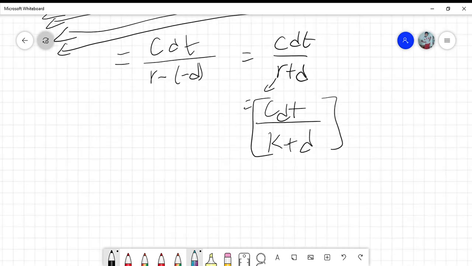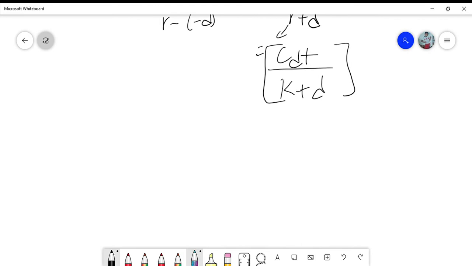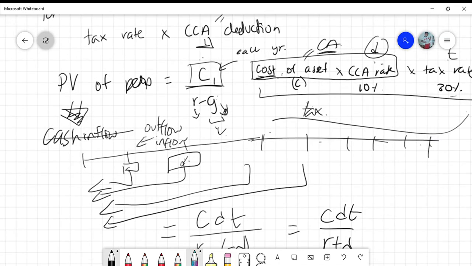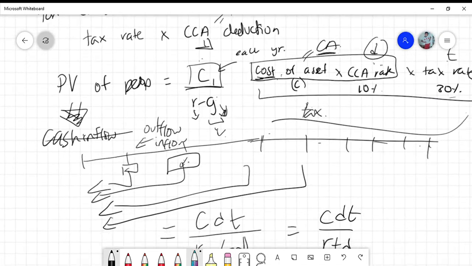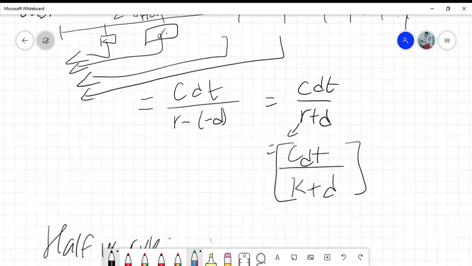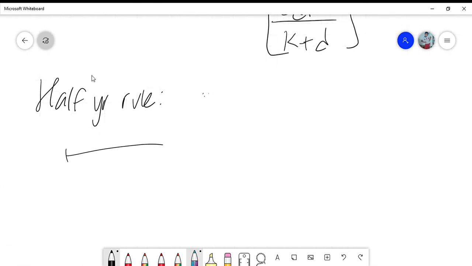But there's this thing called the half year rule, which basically says that for the first year, the year that you buy the asset, let's say I bought the asset in year 0, okay? Let's just say year 0. Where'd it go? Well, let's say I bought the thing in year 0 and it's 2020, right?